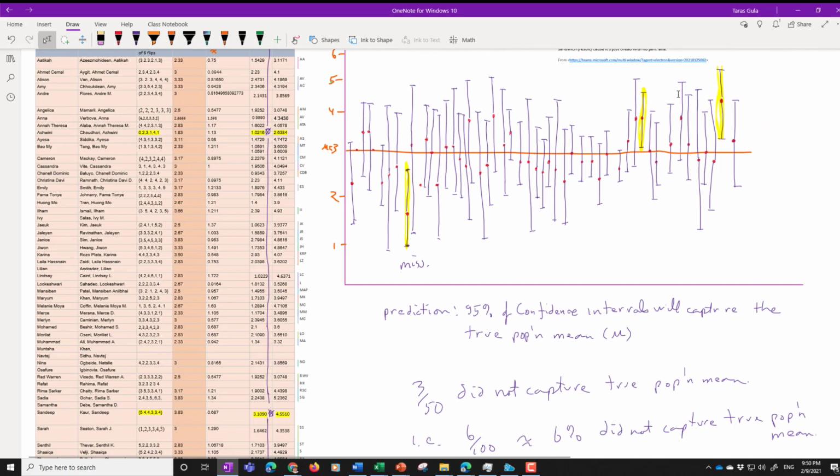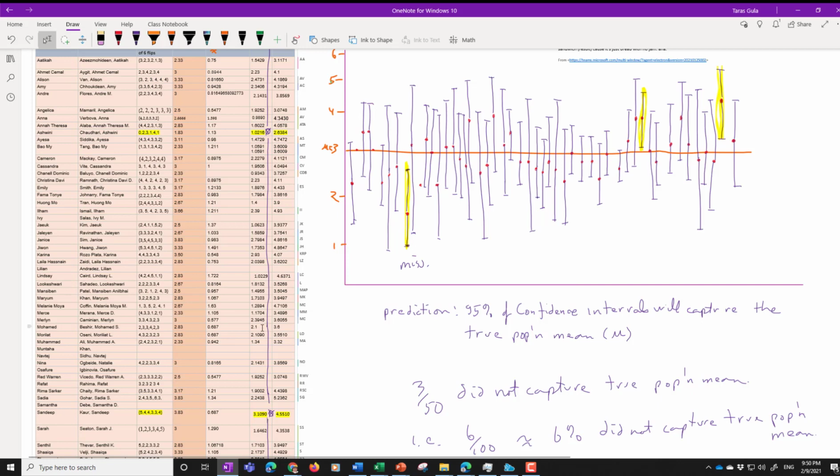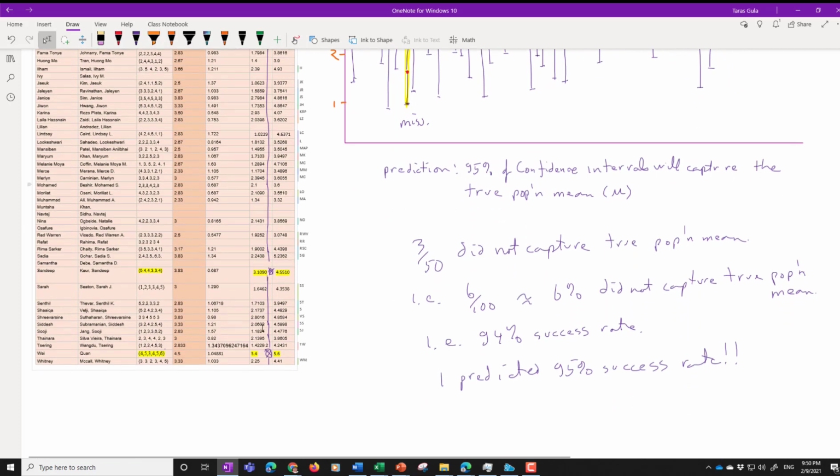I've plotted each one of these. I took the time, and you can see those 3 values that missed. Here the lower bound is above 3, the lower bound is above 3, and here the upper bound is below 3. So these 3 values. These are all in order, so you can look for your individual value there, lower bound and upper bound.